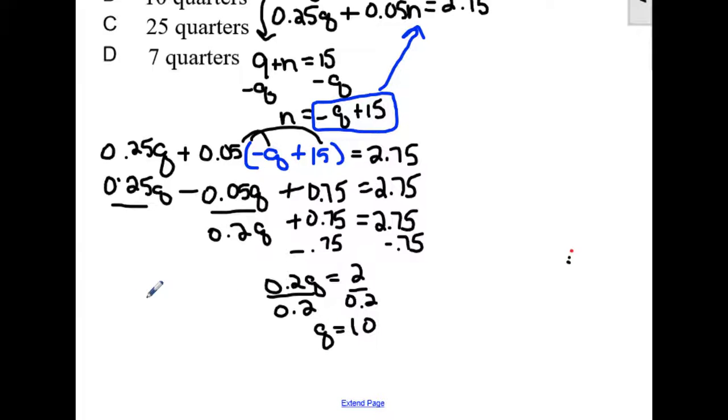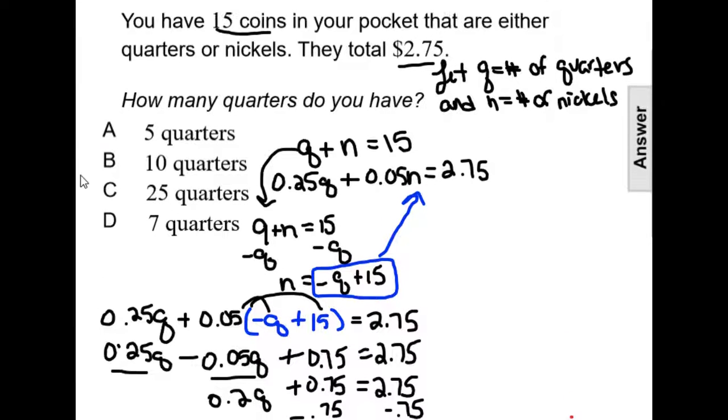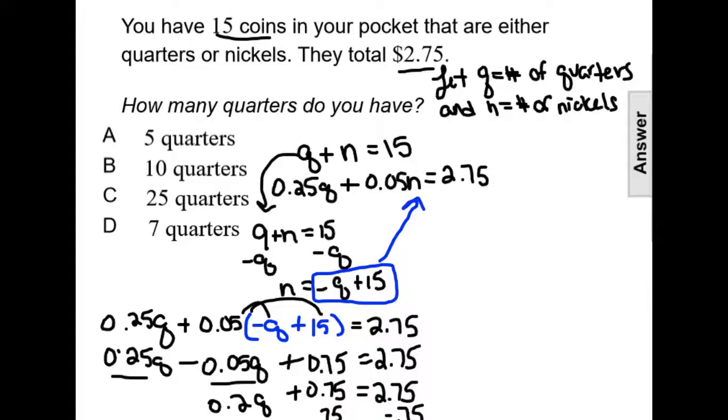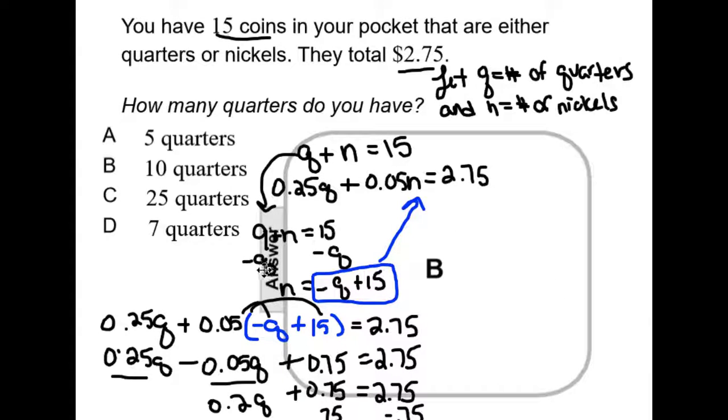So if Q equals 10, that's the amount of quarters. So 10 is Q. So our answer is B, 10 quarters.